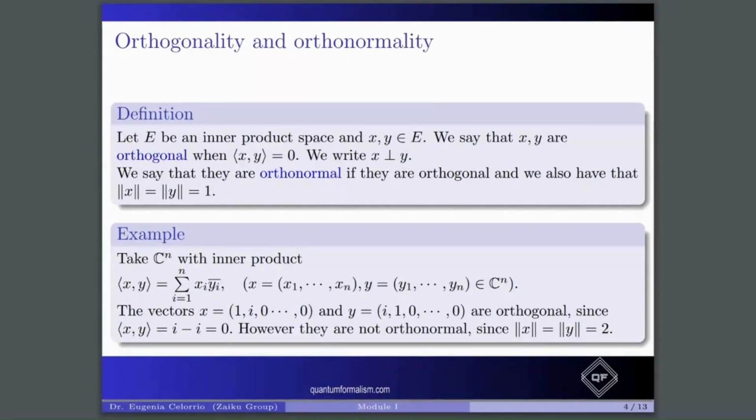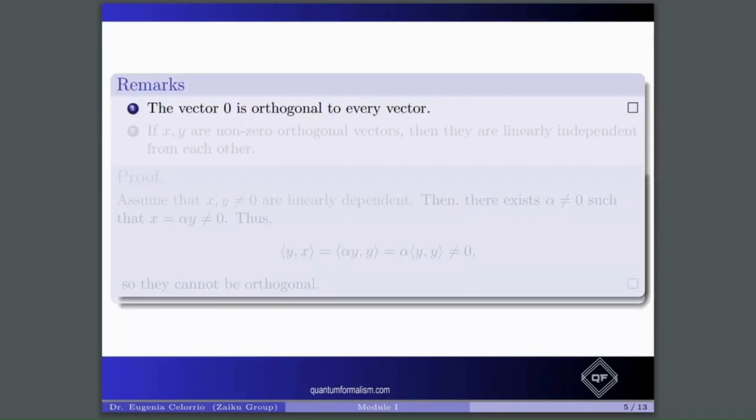So checking that two vectors are orthogonal is as easy as making the inner product, and as long as we have the inner product specified, that should be easy enough. Now let's see some remarks about this concept that we just saw. The first one is that the 0 vector is always orthogonal to every other vector. So then, considering the 0 vector when we are talking about orthogonality, it doesn't really bring us anything.